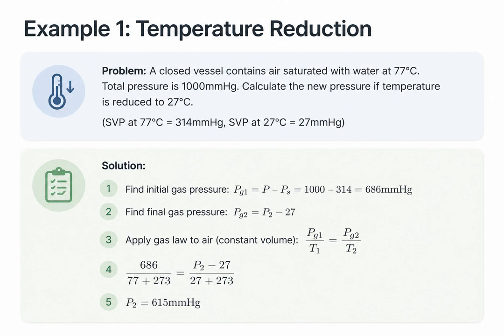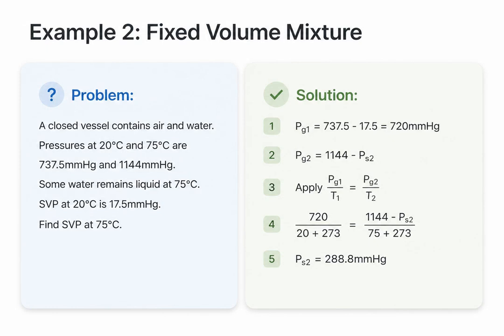615 millimeters of mercury. In this second example, we need to find an unknown SVP at a higher temperature. We are given the total pressures at 20 degrees and 75 degrees.